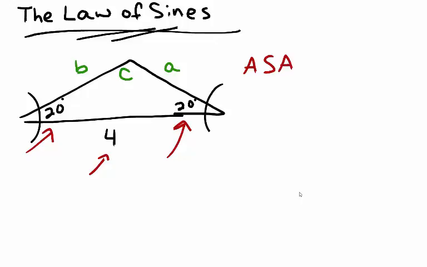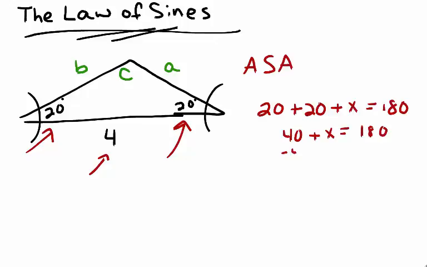Since the sum of all angles in a triangle equals 180 degrees, we know that 20 plus 20 plus x equals 180. Solving for x, it's pretty easy to see that x, or angle C, equals 140 degrees.